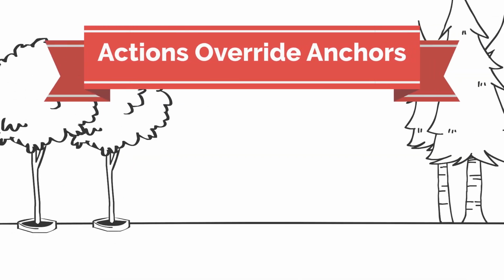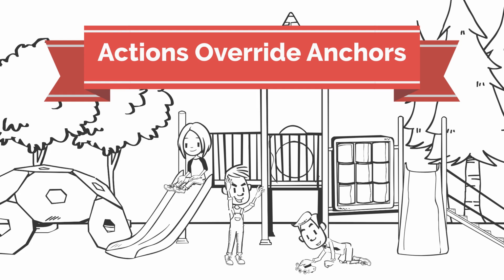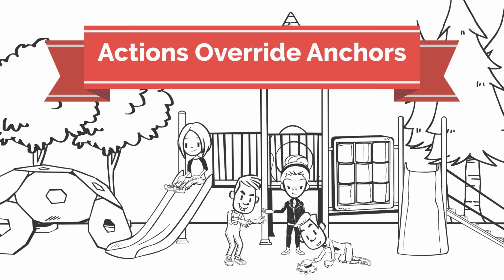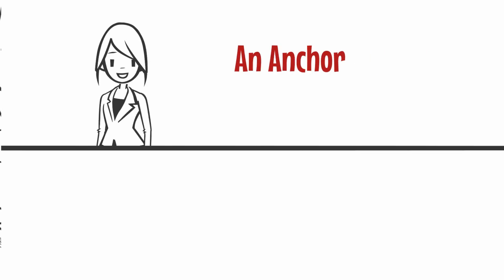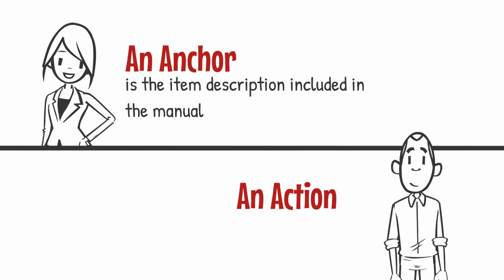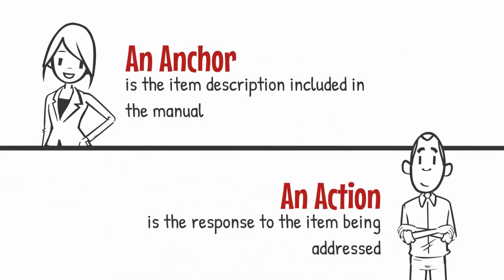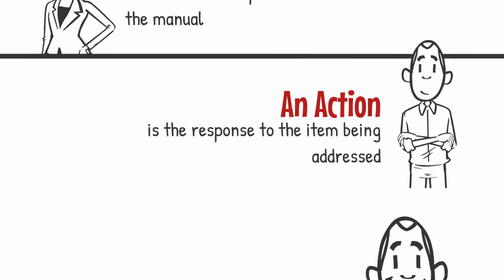This is a brief video demonstrating actions overriding anchors. In your TCOM FAST or CANS manual, the anchor is the item's rating description, while the action is the response to the item being addressed.